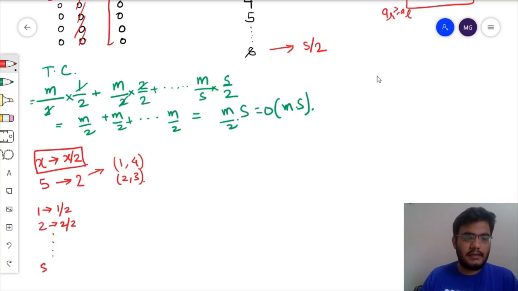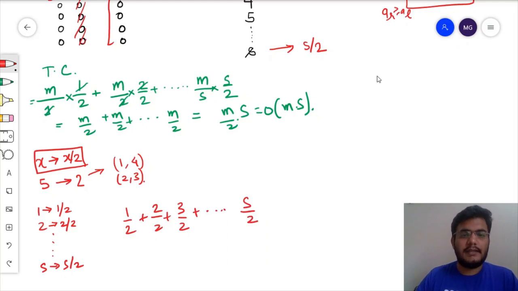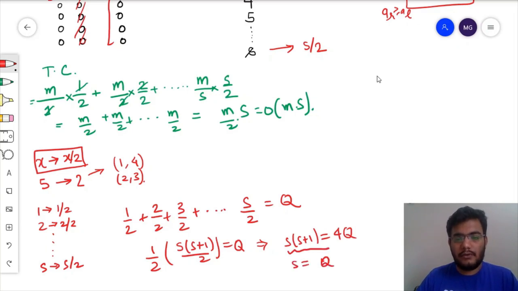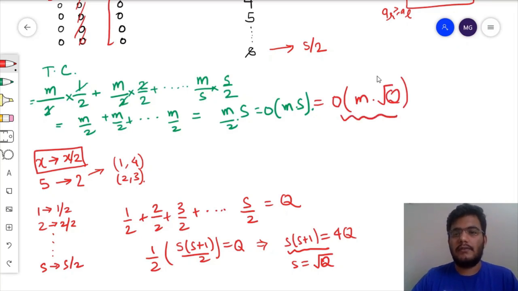So let's sum this thing up to S number of terms. This sum comes out to be 1 by 2 plus 2 by 2 plus 3 by 2 up to S by 2, and this can be at most equal to Q. Taking 1 by 2 common, it comes out to be 1 plus 2 plus 3 up to S, which is the sum of the first S natural numbers. It is S times S plus 1 by 2. It gives us S times S plus 1 is equal to 4 times Q. Clearly, S will be order of root Q. So for the worst case, we now have complexity O of M times a number which is order of root Q. So this will be accepted as it can be done under the time constraint.